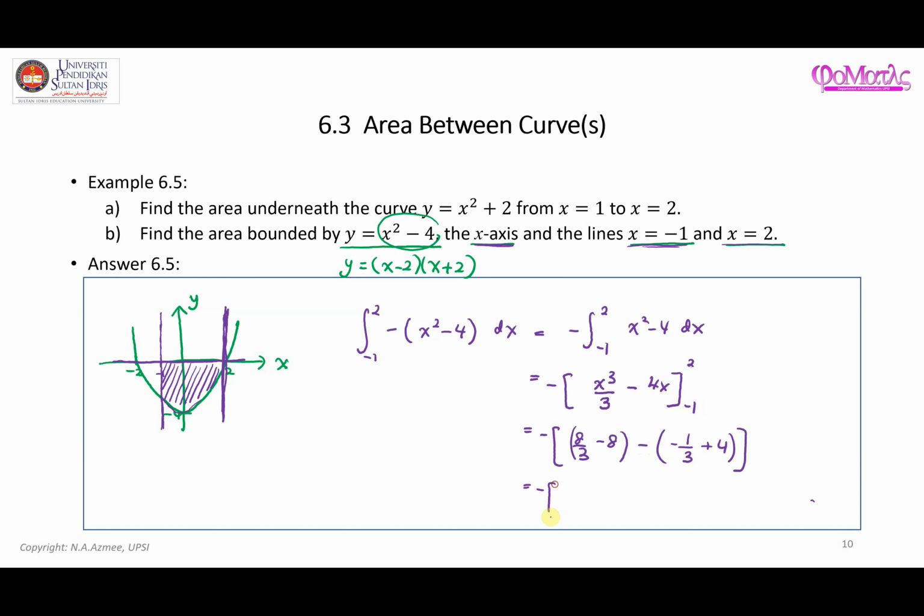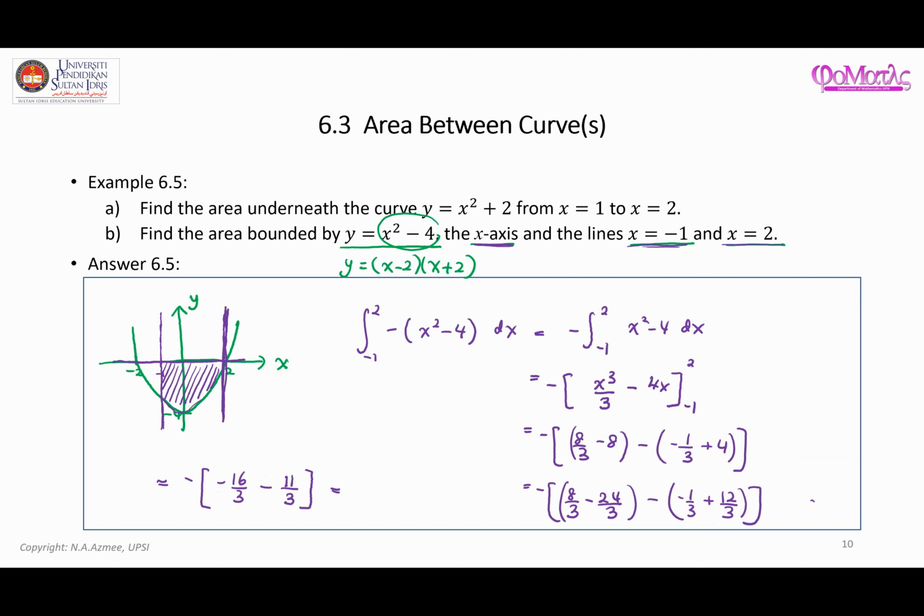Next, this becomes 8 over 3 minus 24 over 3, minus negative 1 over 3, plus 12 over 3. I'm going to write down the answer here. This becomes negative outside. Negative 24 plus 8 will be negative 16 over 3. And then this one will become negative, and this result here is going to be 11 over 3.